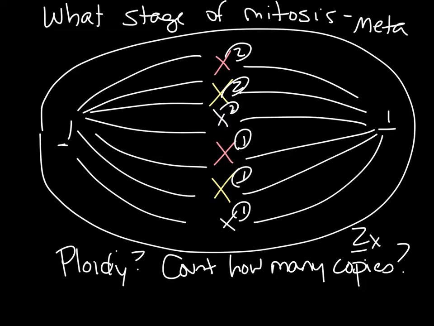And how many total chromosomes do you see? Well, you just count the centromeres. 1, 2, 3, 4, 5, 6. And that gives us 6 total chromosomes. So how many distinct chromosomes would there be? Well, 3. One yellow, one white, one pink. Okay? So those are the types of questions that you might see on an exam.